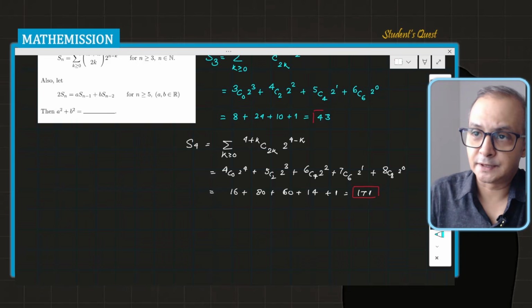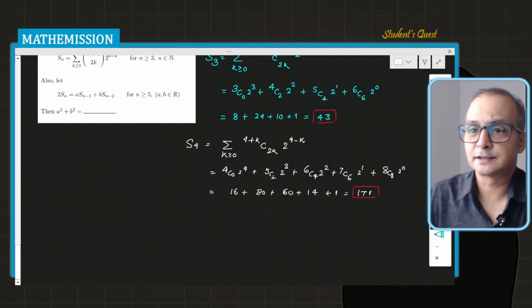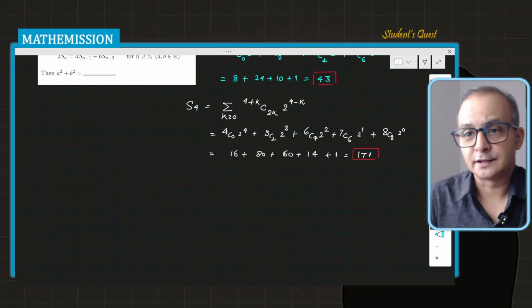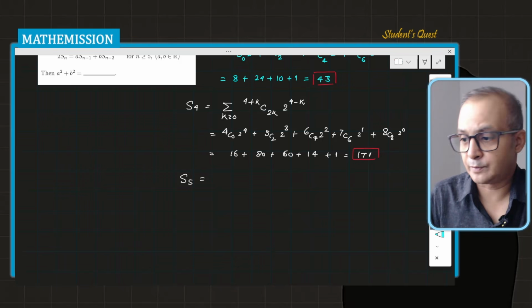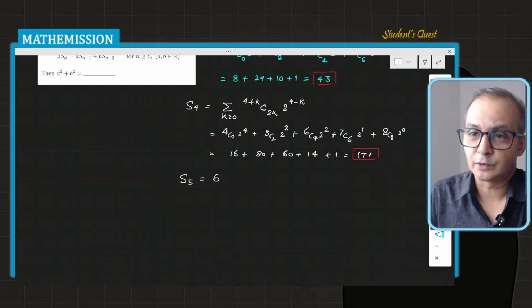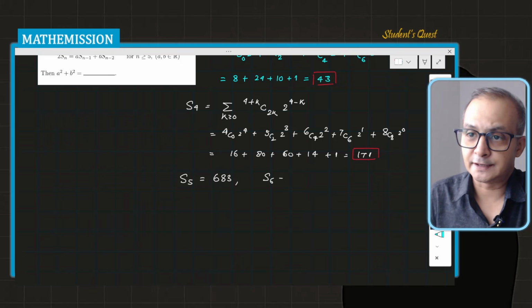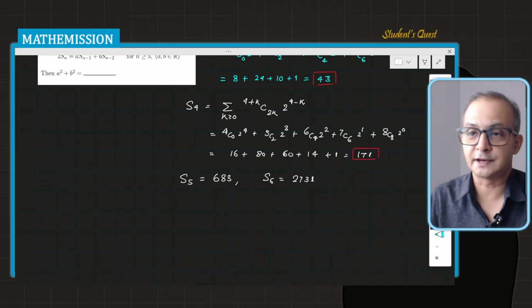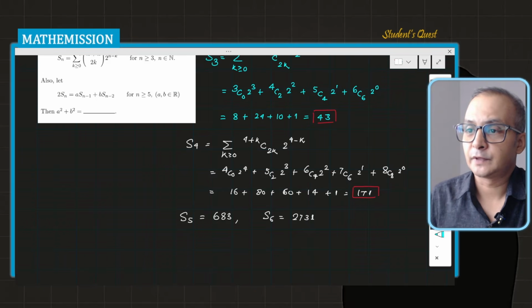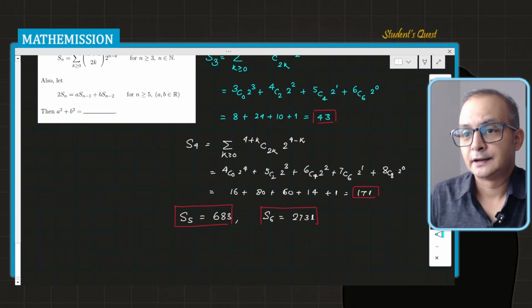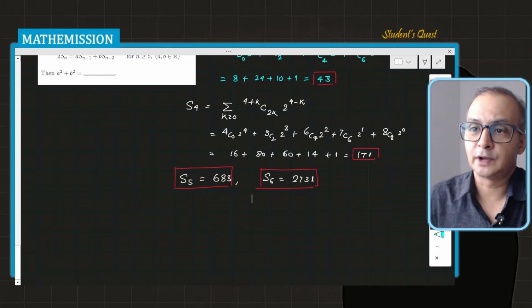Just hold on, keep patience. I'm going to uncover all these things, and I'll also give you a smarter way. So S4 is there. Now for S5, if you go through the same process, you get 683. I'm not going to write all the details, but you know what to do. Then S6, when I evaluate it, I get 2731. It's a very giant number. So we get these four numbers, and this is one of the ways we can do it.